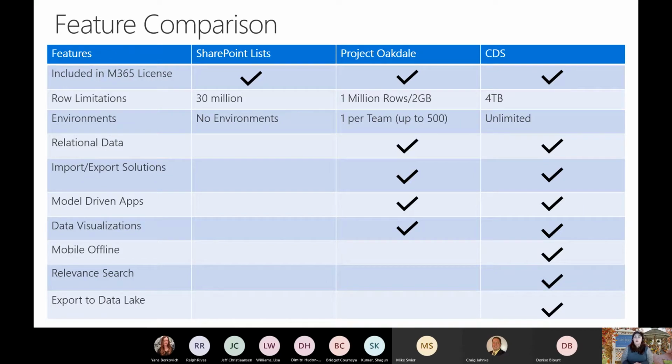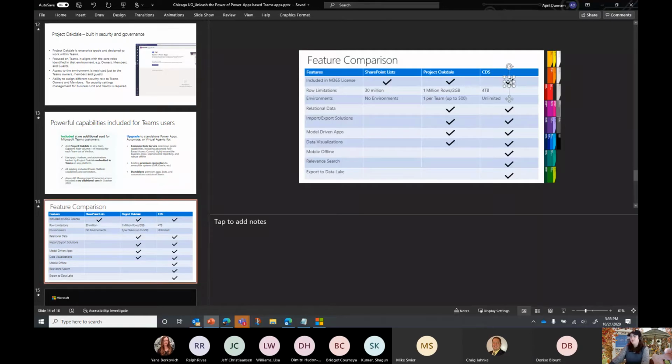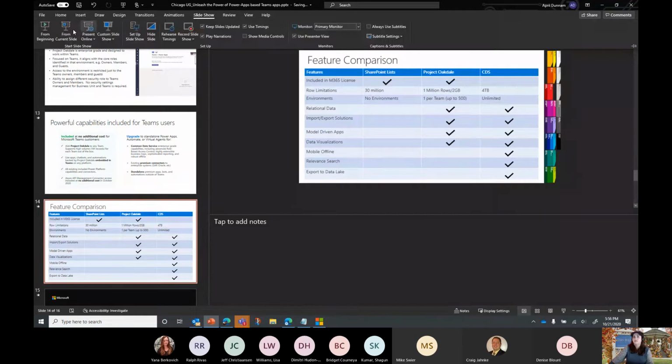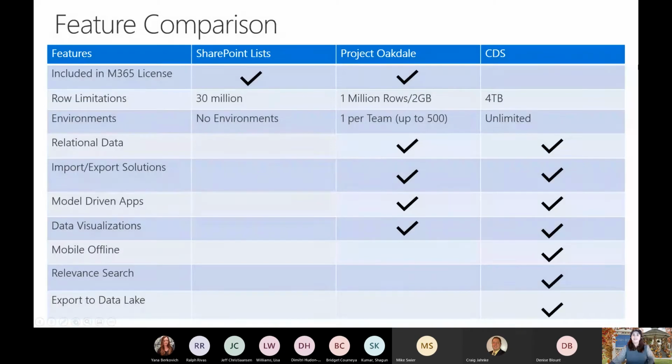So for one, all of these, whether it's SharePoint list, Project Oakdale, actually I shouldn't have put CDS in there. I made a mistake. That's not included. I was doing that fast. There we go. So with SharePoint list and Project Oakdale, those are going to be included in your M365 licenses, but the common data service is not. So that's one distinguishing factor.